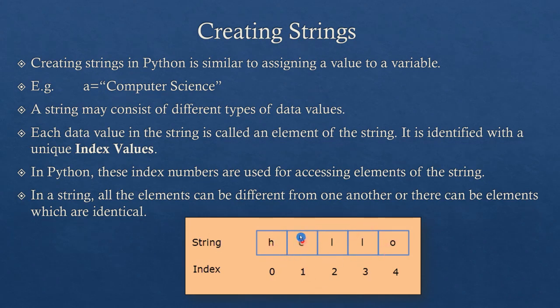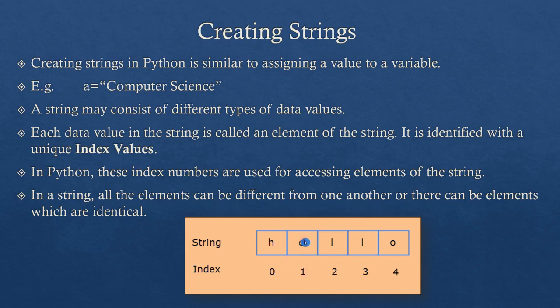Suppose I want to access the second element: index values always start from 0 and then go on 1, 2, 3, 4, 5 respectively. So if I want to know about the second element, I have to use 1. Index 0 indicates the first element of a string.